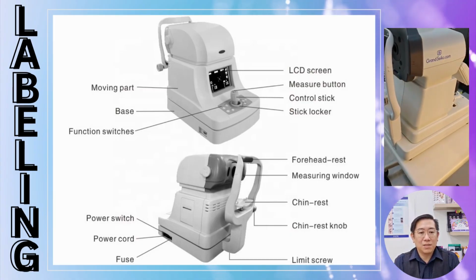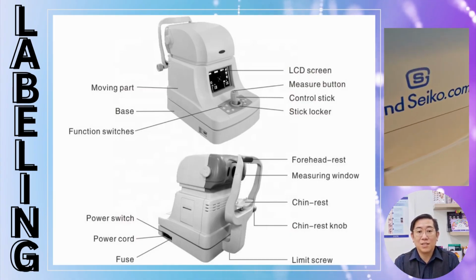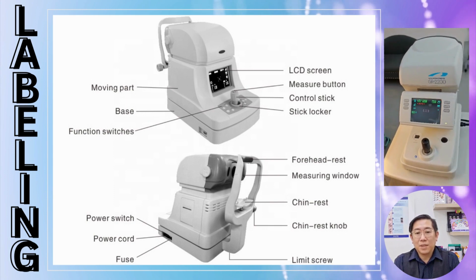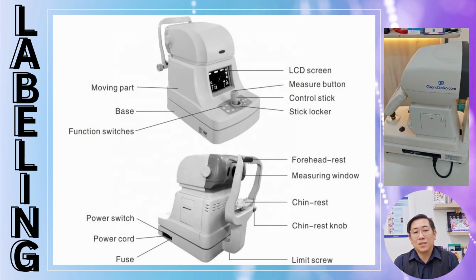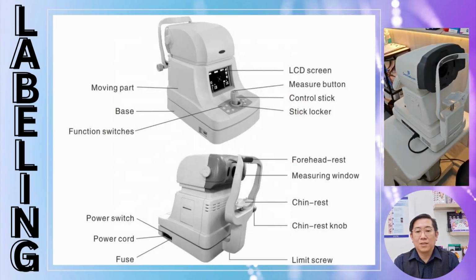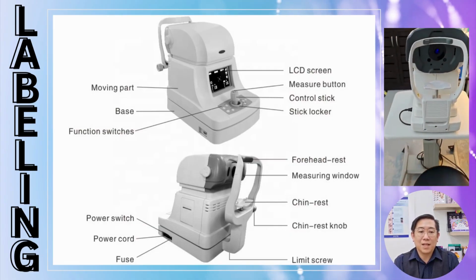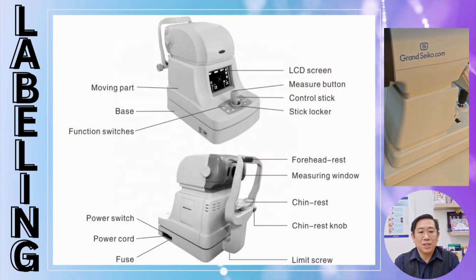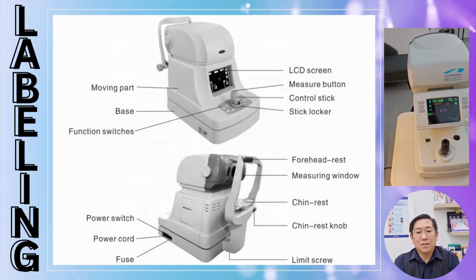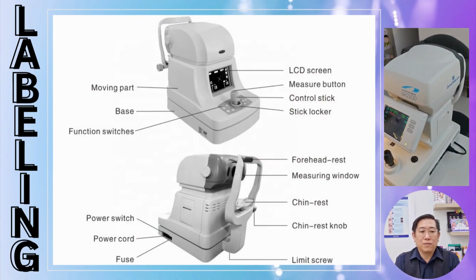Third will be the chin rest. It supports the patient's chin to keep the head stable and aligned. Fourth will be the chin rest knob. This is used to adjust the chin height based on the patient's facial size and position. The fifth will be the power switch. Located at the base, it turns the device on and off.